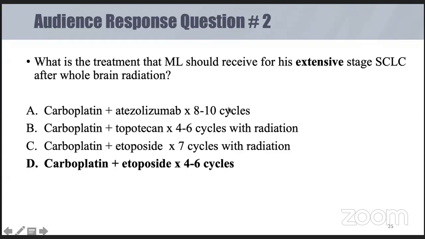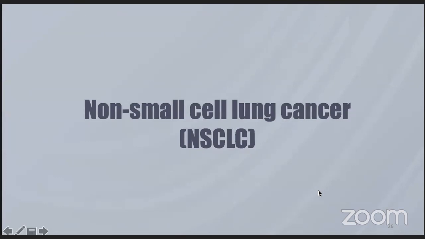Number 1 is not the correct one because this is the number of cycles and it's missing etoposide. Number 2 is not correct because we are not using concurrent chemoradiation with extensive stage. This is extensive stage. If this was early stage or limited stage, this might be a correct answer. So the answer D is the most appropriate answer. For the sake of time, I will try to speed up a little bit.